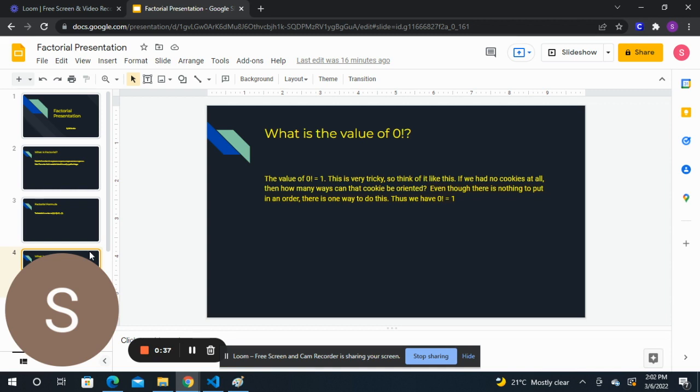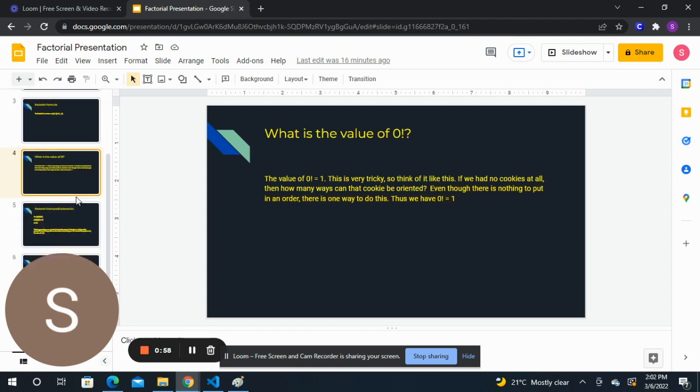But before we do anything, we need to know what the value of 0 factorial is. So the value of 0 factorial is equal to 1. This is very tricky, so we can think of it like this. If we had no cookies at all, then how many ways can we orient those cookies? Even though there's nothing to put in order, there's one way to do it. Therefore, 0 factorial is equal to 1.